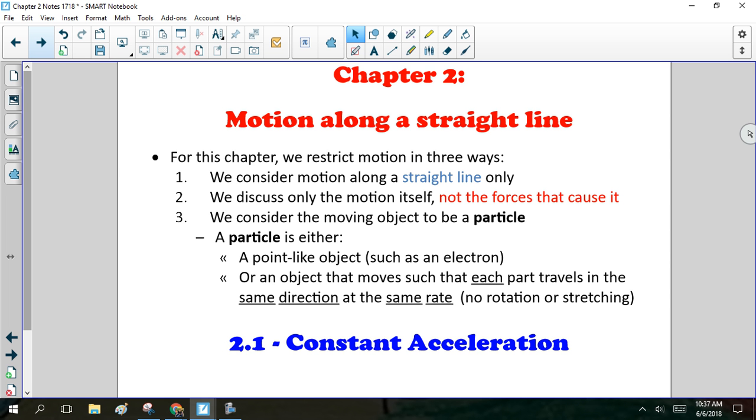So for this chapter, the motion we're going to study is going to be restricted in a few ways. So first of all, we're only going to consider the motion on a straight line, as I said a minute ago. We will really just be focusing on the motion itself, not the forces that cause it. Okay, so this is basically kinematics again.